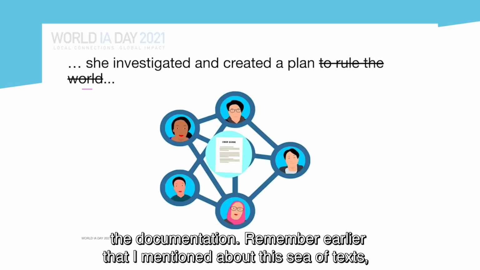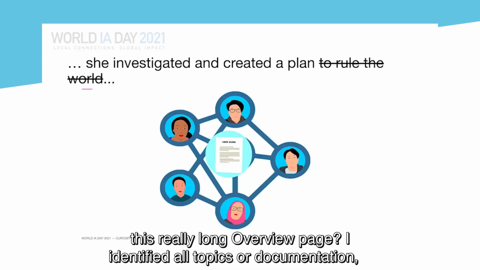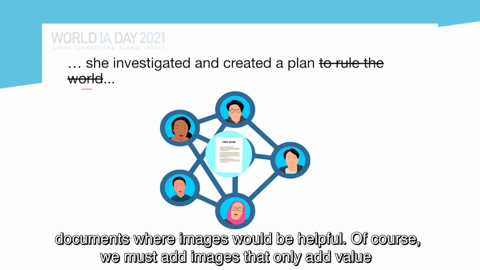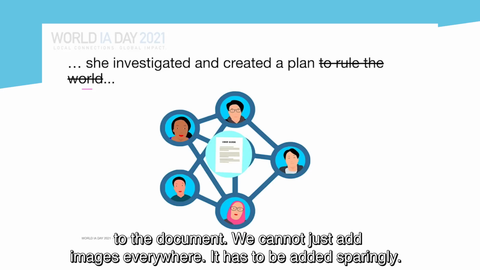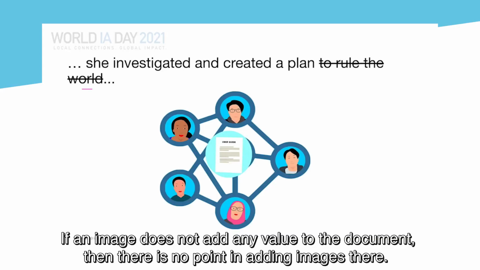And remember earlier that I mentioned about this sea of texts, this really long overview page? I identified all topics or documents where images would be helpful. Of course, we must add images that only add value to the document. We cannot just add images everywhere. It has to be added sparingly. And if an image does not add any value to the document, then there is no point in adding images there.